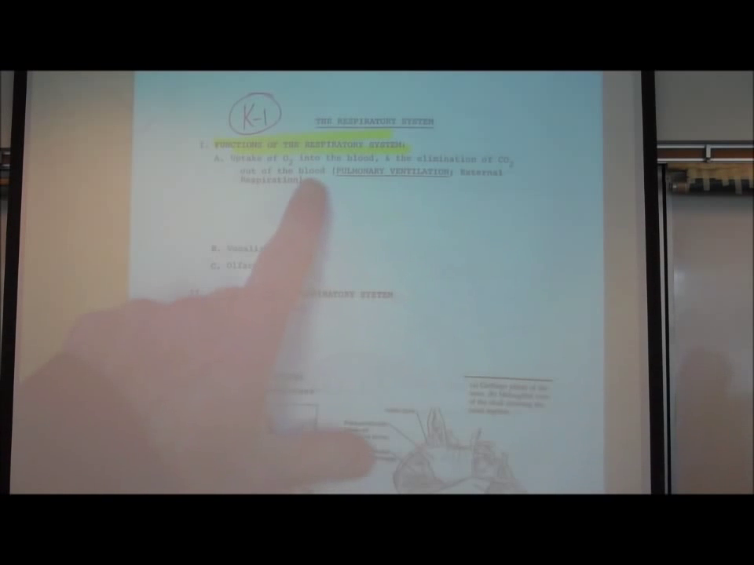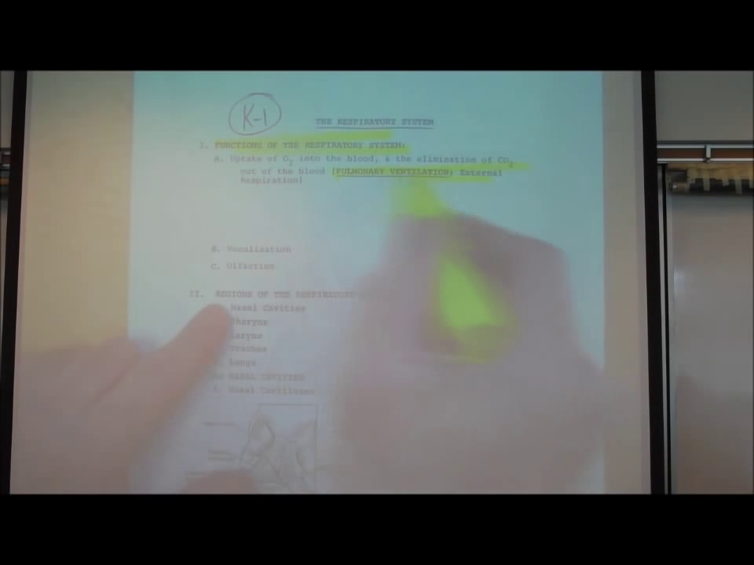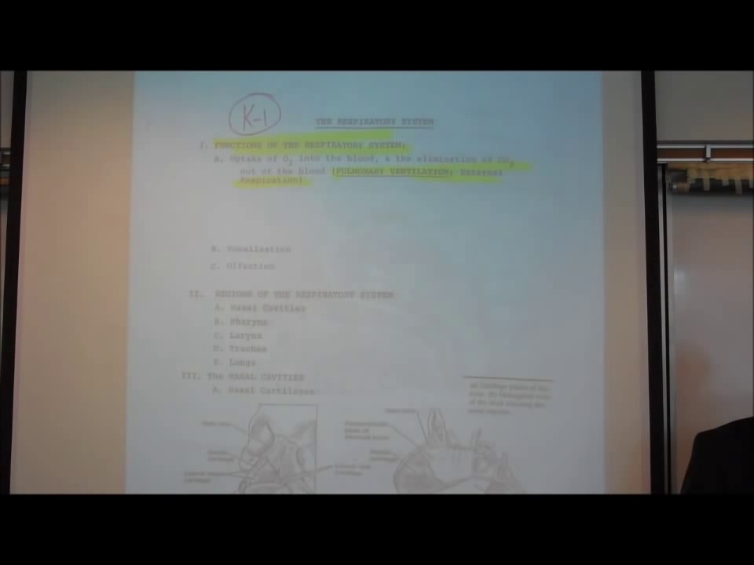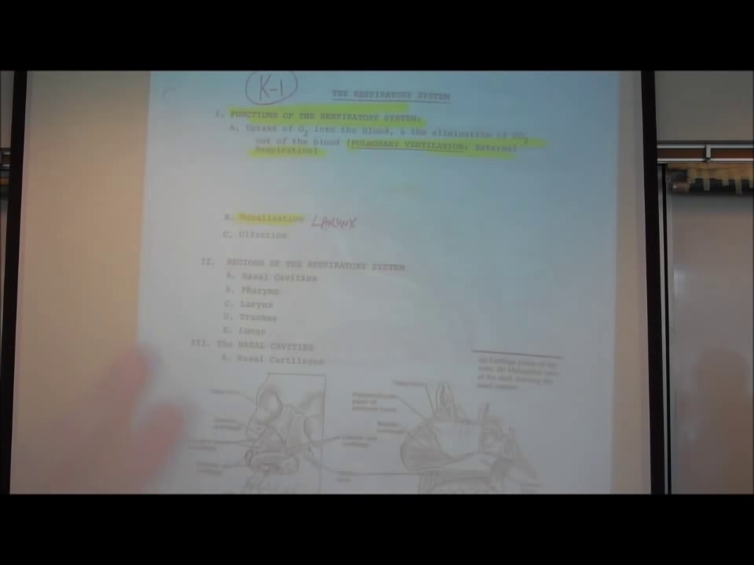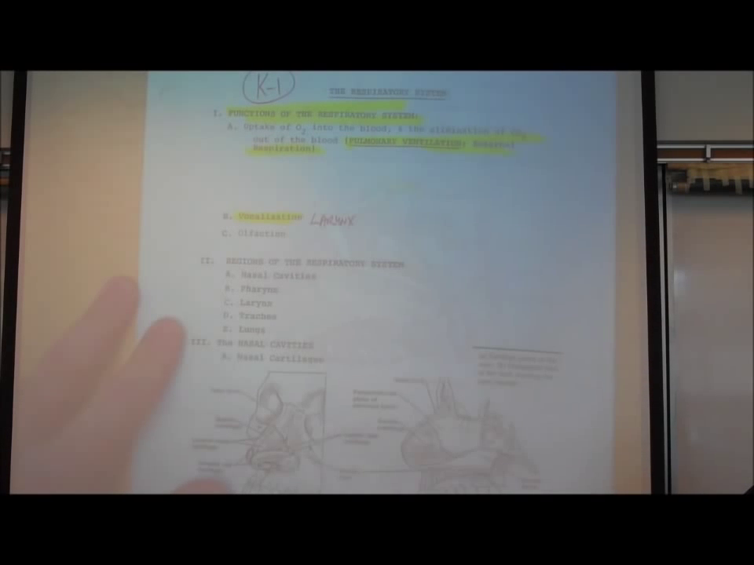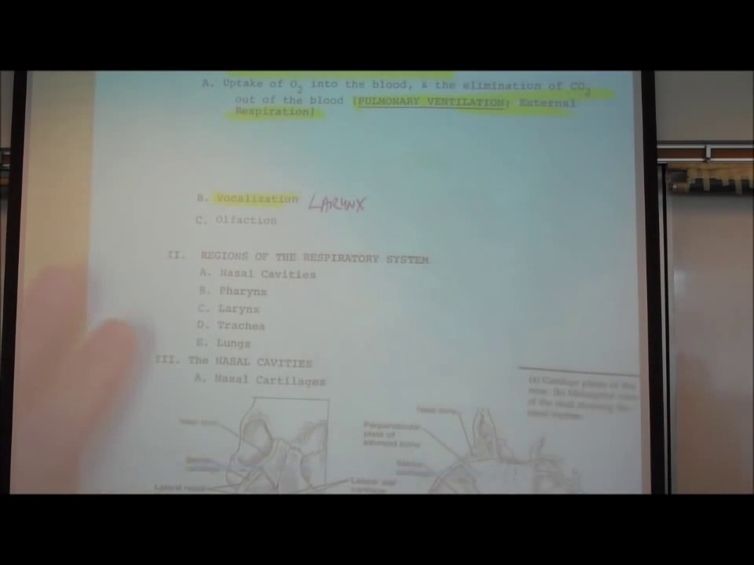Now, the process of taking in the good air and exhaling the bad air is known as pulmonary ventilation, or external respiration. What does pulmonary mean? Lung. So ventilation means, in goes the good air, out goes the bad air. A second function of our respiratory system is vocalization, because your vocal cords in your larynx are part of your respiratory system. And the third function is olfaction, the sense of smell.